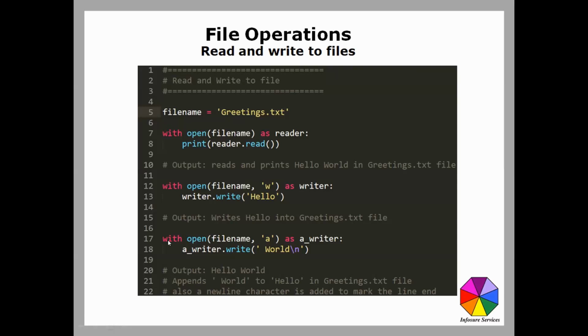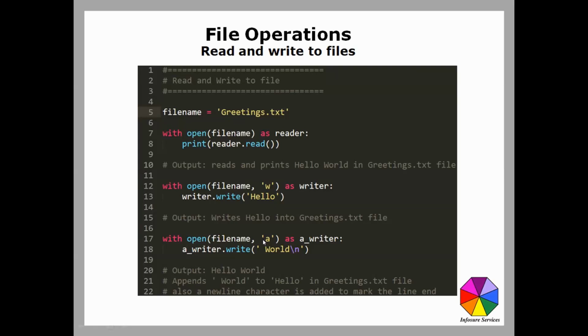Next one, the file is already existing with this hello. Now I want to add new lines into the file. There is a file, there is some content, and then you append. It means you append into the file. Append will add the lines at the end of the file. So with open file name comma a, the second parameter a stands for append.